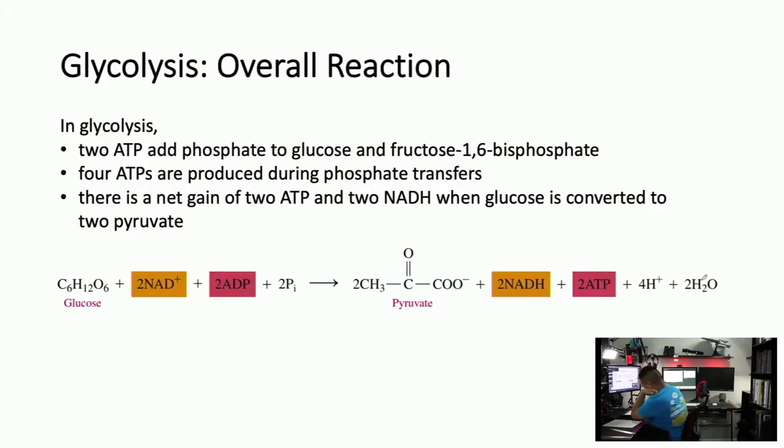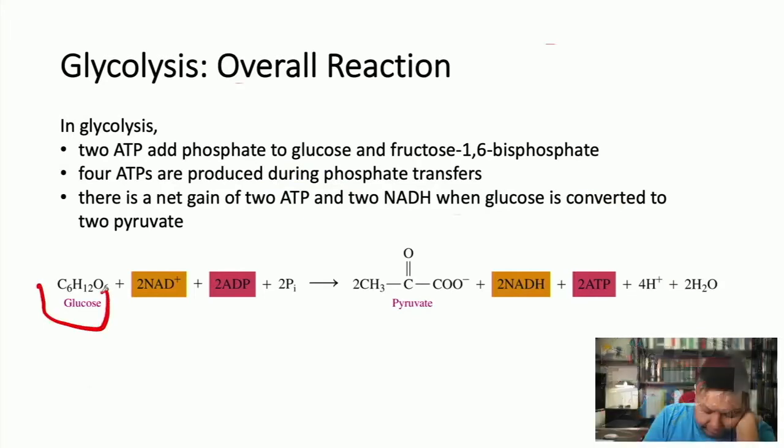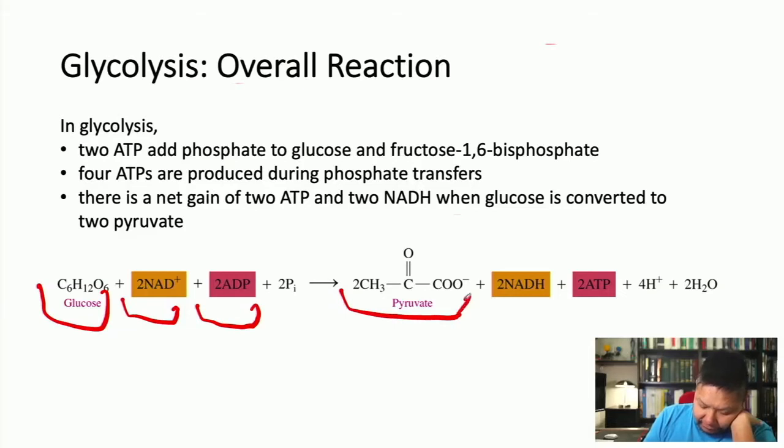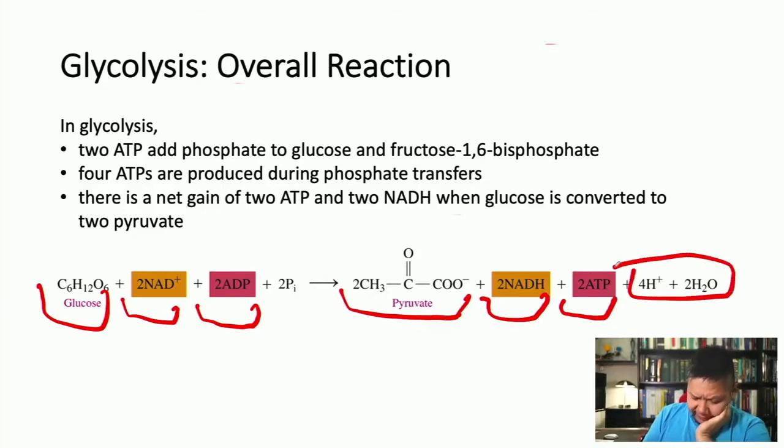So in the overall reaction of glycolysis, we started out with a glucose, 2 NAD pluses, 2 ADPs, right? And we finish with 2 pyruvates, both of which can go into the next stage, 2 NADHs, and 2 ATPs. Right? Some water and some protons too, but that's the important part right here.